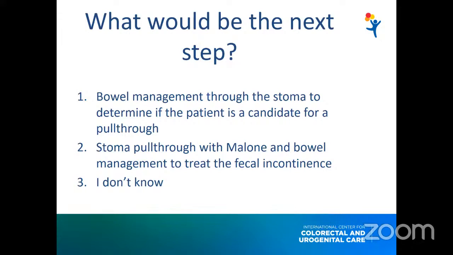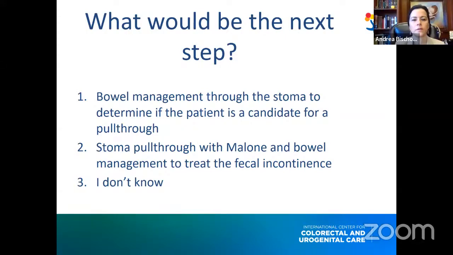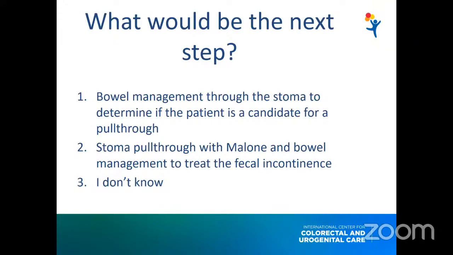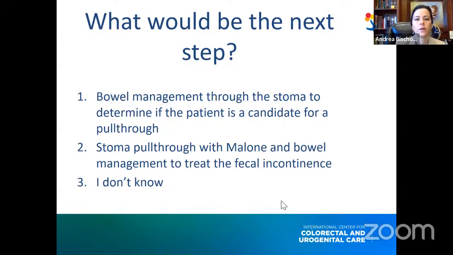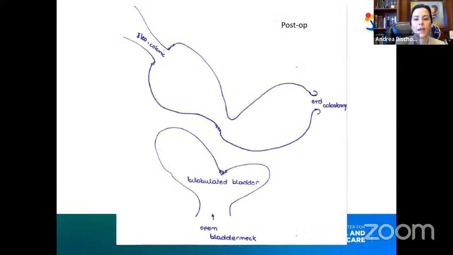We've got 81 on number 1 right now, 81%, and 18% on number 2. Perfect. I'm still voting here. Let's see the results. Okay, so the majority said bowel management through the stoma to determine if the patient is a candidate for the pull-through. That's the correct answer. And now we're gonna go back a few slides to explain everything.